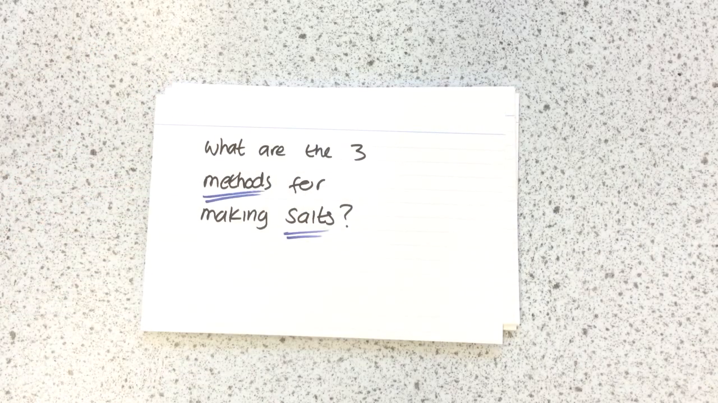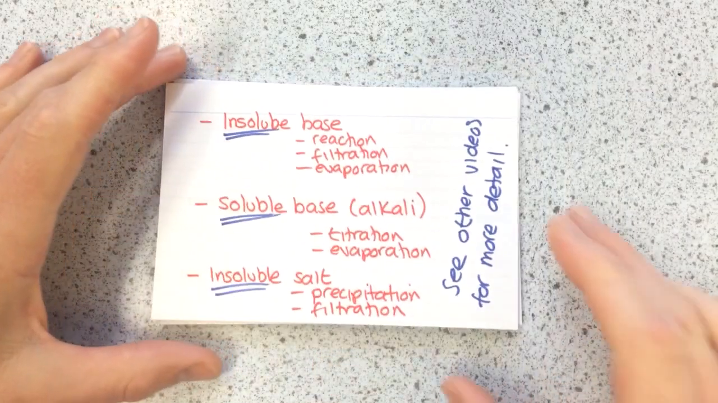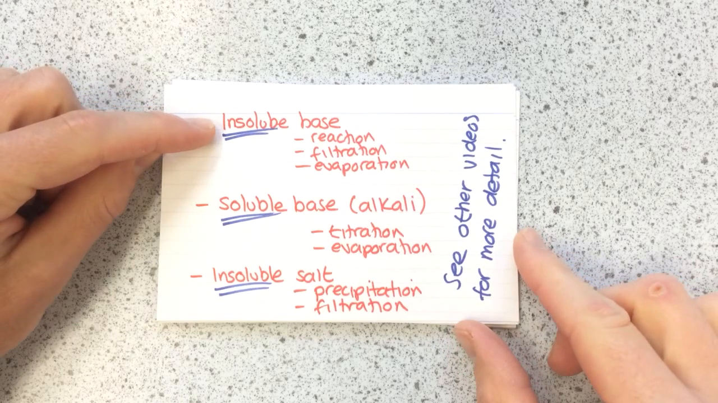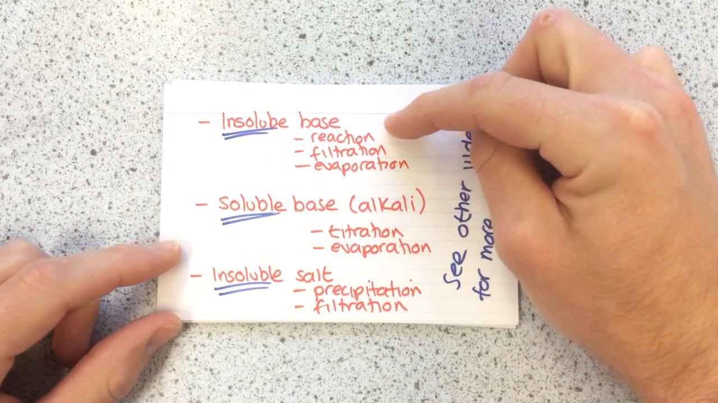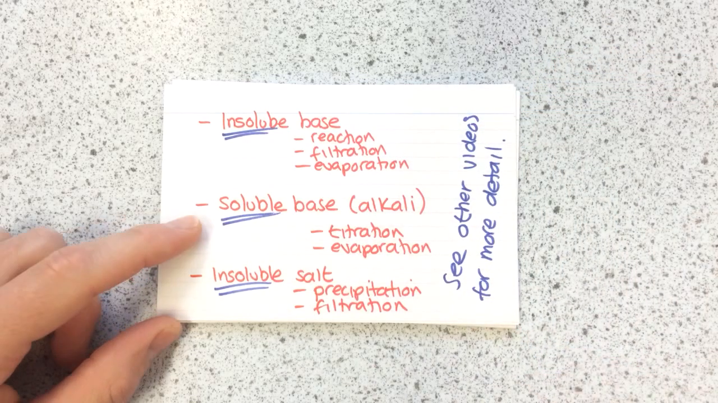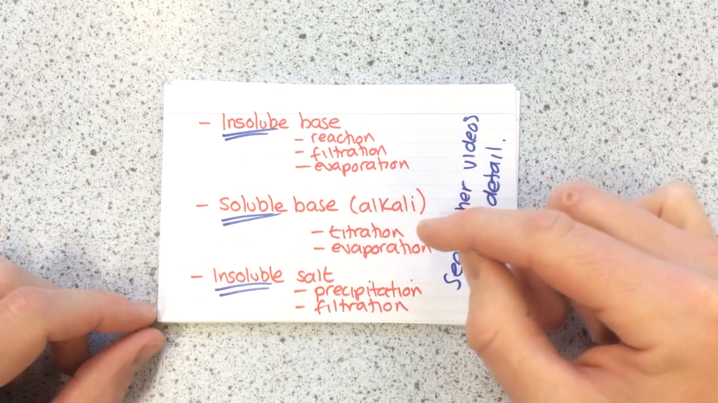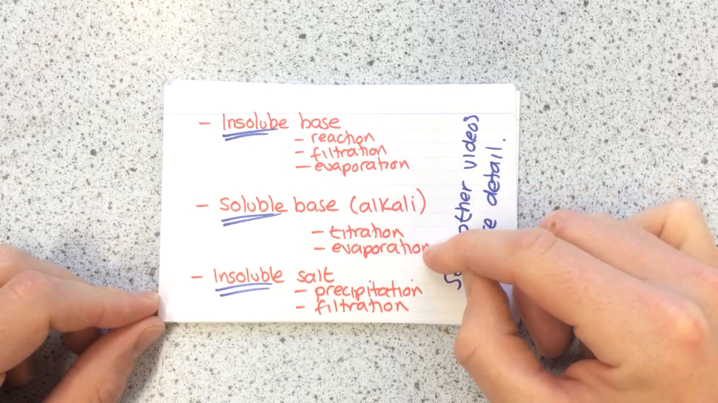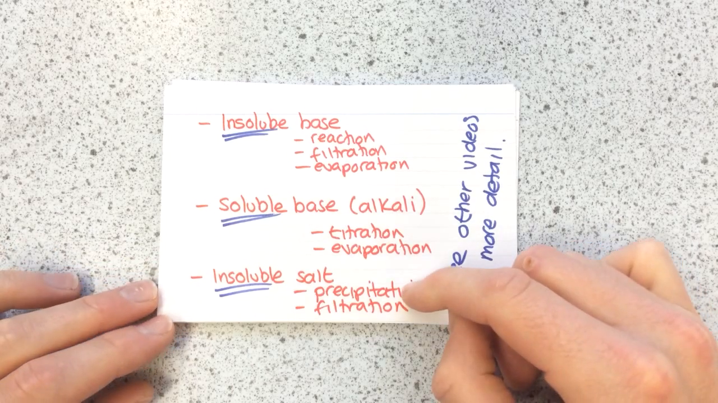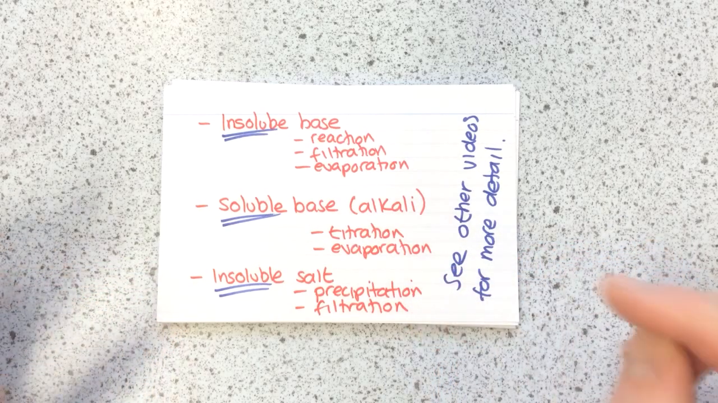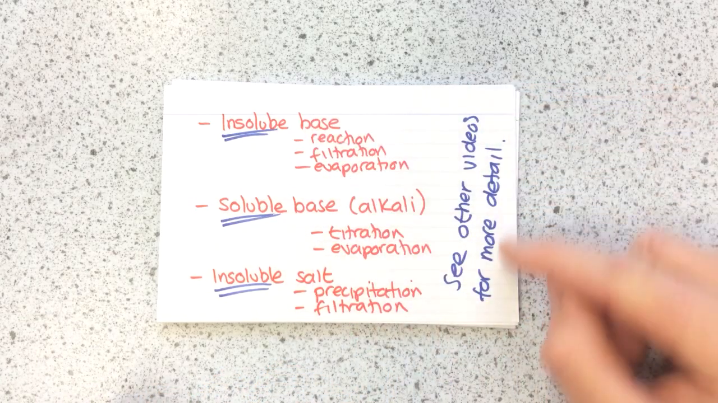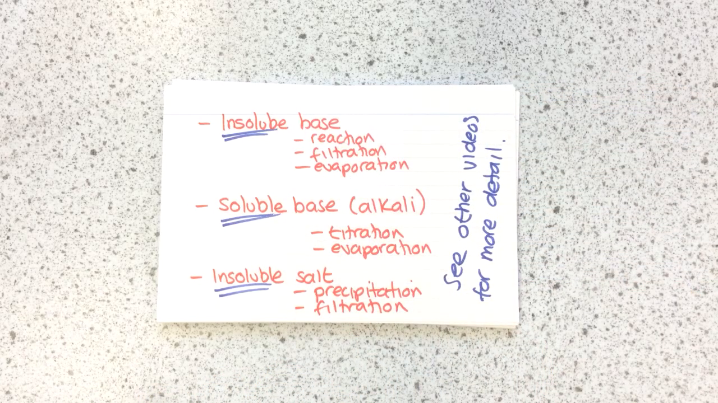What are the three methods for making salts? There's essentially three methods. You can have an insoluble base. If that's the case, you do the reaction with an excess, you filter it and you evaporate it. If you've got a soluble base or an alkali, you would do a titration and then an evaporation. If you've got two soluble reactants, you would do a precipitation reaction followed by a filtration. There's a lot more detail needed for these three methods. I've got a video for each one of these if you look through the playlist for this section.